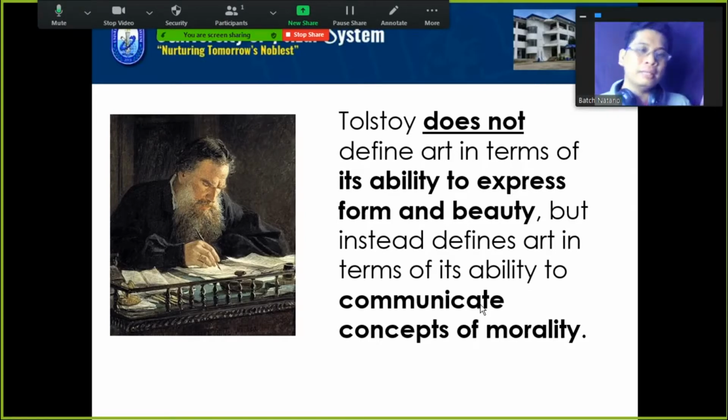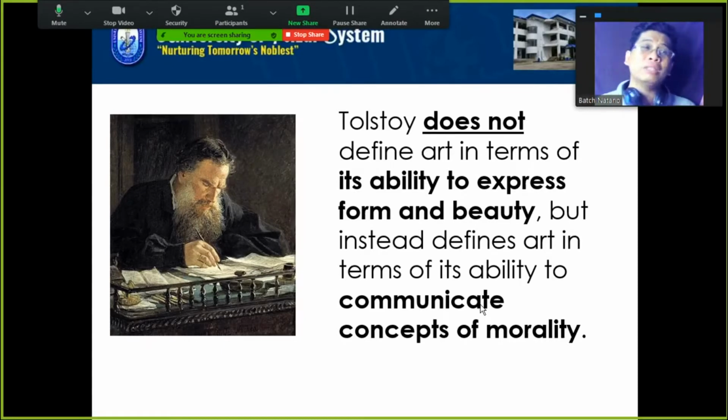Parang nga kasing sinasabi niya na looks can be deceiving. It's not just because ang ganda-ganda, hindi, it's not just because maganda ang ginawa. It's because for Tolstoy, it's the content, it's the message. And that message is what is being communicated by a certain form of art. And that certain form of art must communicate concepts of morality.